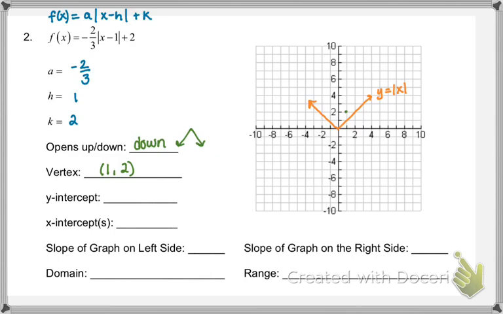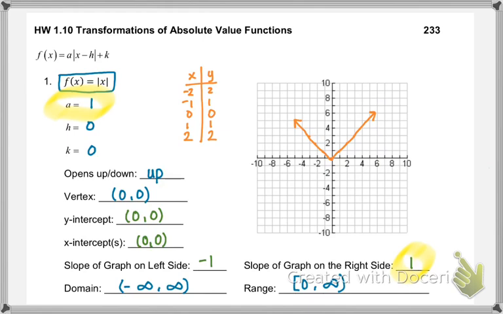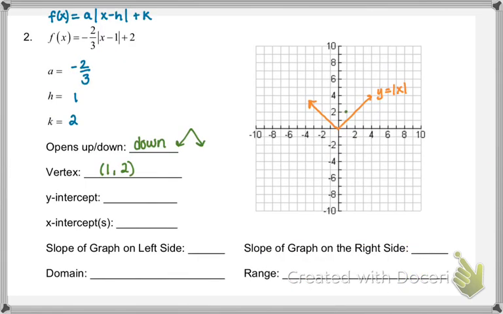Right? And then in terms of what my graph is going to look like, remember we had said that the slope of the graph on the right side is actually the same as a. So that's actually going to be a rule for absolute value functions. That's always going to be the case. So on the right side, my slope is going to be negative 2/3. So I'm going to go down 2, to the right 3.